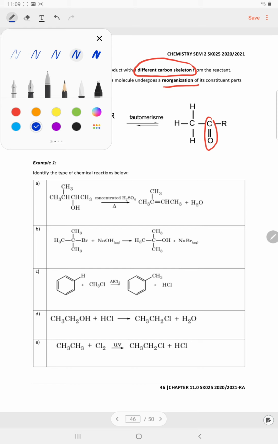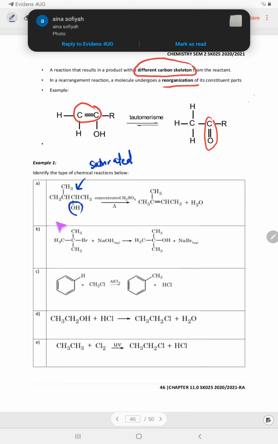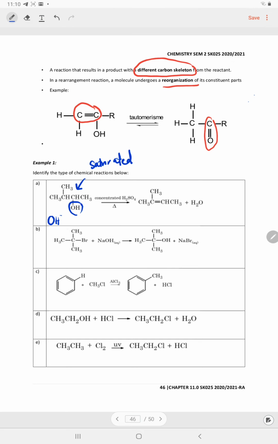So we go to the examples. In example 1, how do you find out the type of the chemical reaction? First, this is an organic compound, all of them single bonds. So this is saturated. But we have one functional group, OH. So this OH will be eliminated, becoming OH minus. And therefore the final product has a carbon-carbon double bond.